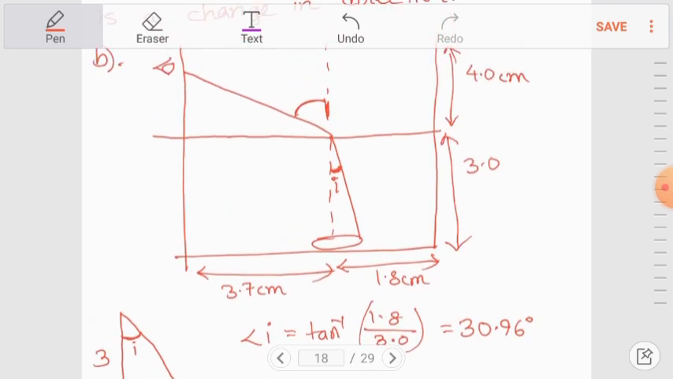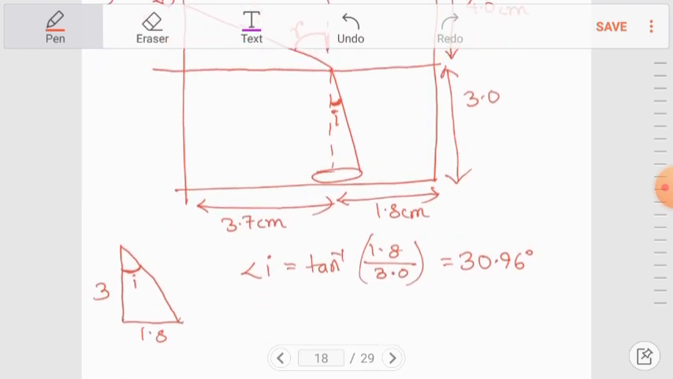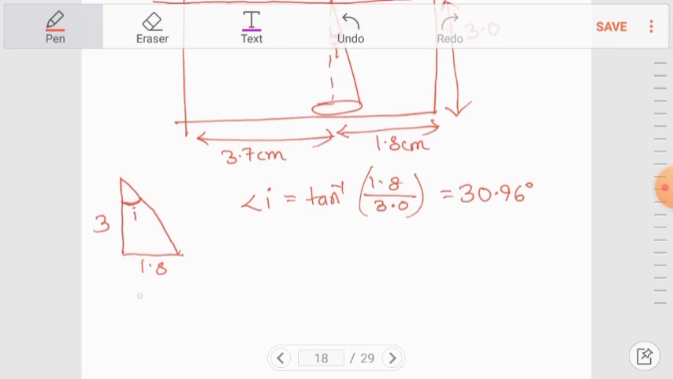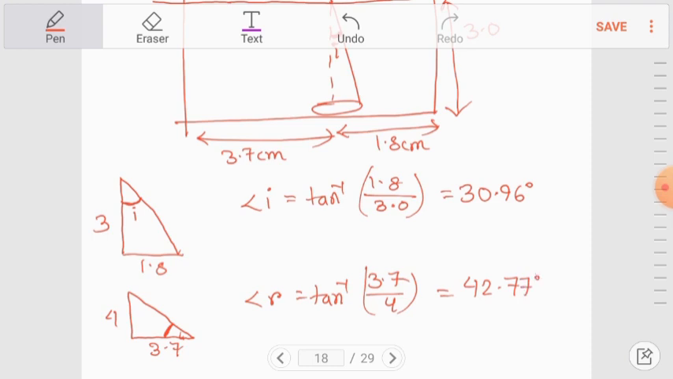And then we need to find the value for the angle of refraction. Refraction also makes a triangle like this. If you draw the triangle for refraction, it looks like this, and this is the angle that you need to find. The value for this is 3.7 and this is 4. So the angle of refraction is tan inverse of 3.7 over 4, and if you calculate it, you get a value of 42.77 degrees. The values for the angle of incidence and the angle of refraction are now stated on the screen.